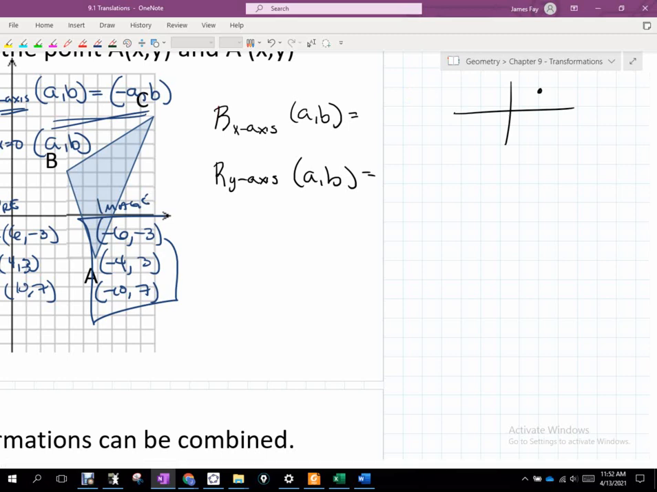So symmetry is the idea that there's what we call a line or axis of symmetry, which is something that you would fold on, and the one side will match up completely with the other side. Like our bodies have symmetry, right?